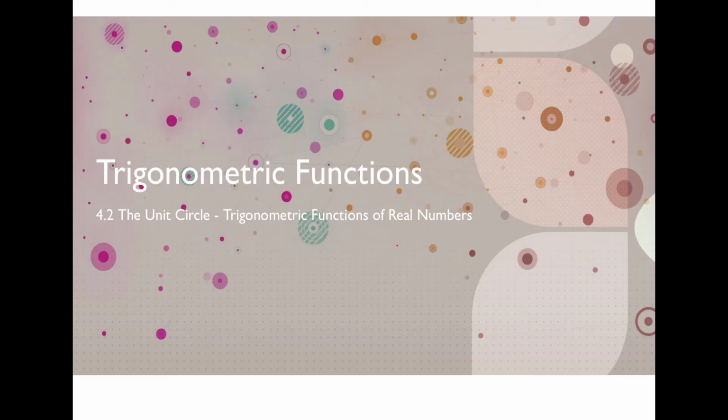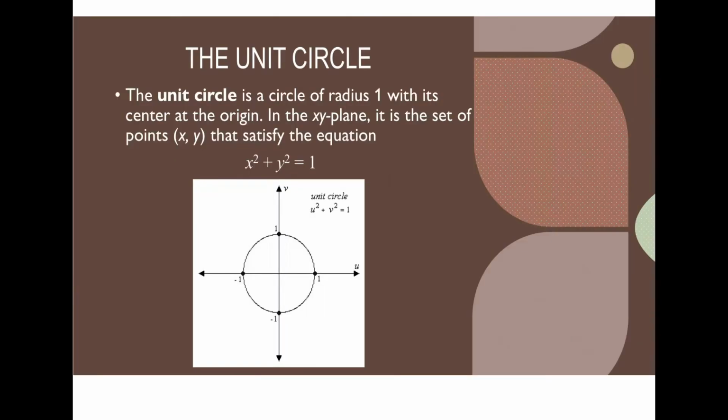In this lecture, we're going to explore the unit circle and how the trigonometric functions work with that unit circle, how they fit in. First of all, we know that a unit circle has to have a radius of 1, and we center it around the origin. In an xy plane, it's a set of points xy that satisfy the equation.